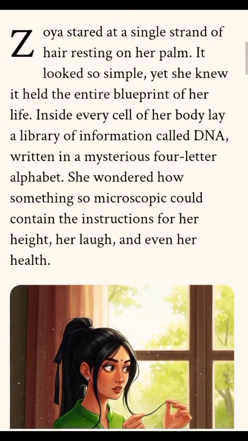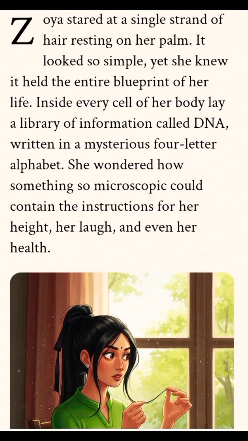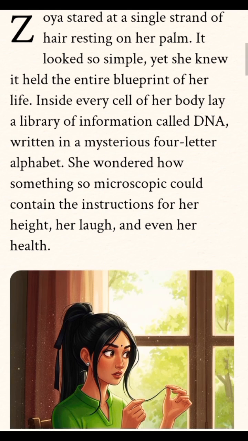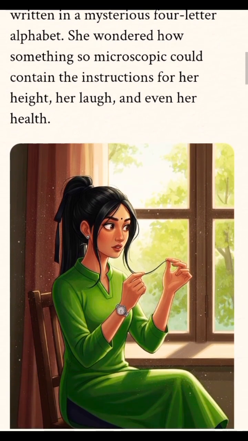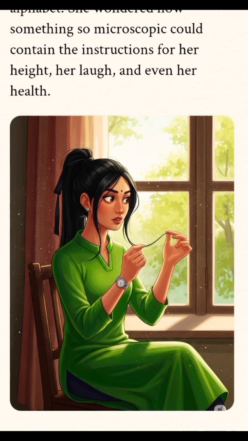Zoya stared at a single strand of hair resting on her palm. It looked so simple, yet she knew it held the entire blueprint of her life. Inside every cell of her body lay a library of information called DNA, written in a mysterious four-letter alphabet. She wondered how something so microscopic could contain the instructions for her height, her laugh, and even her health.